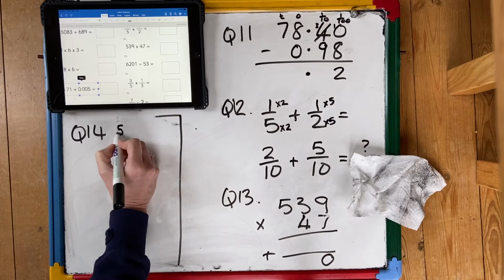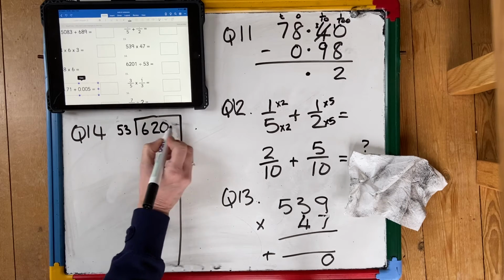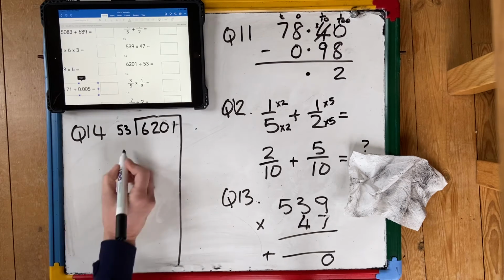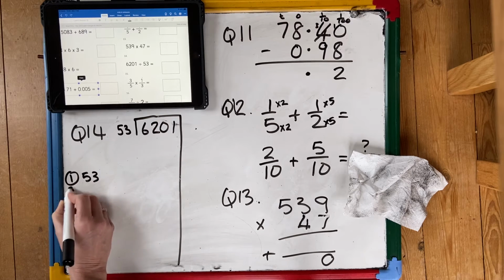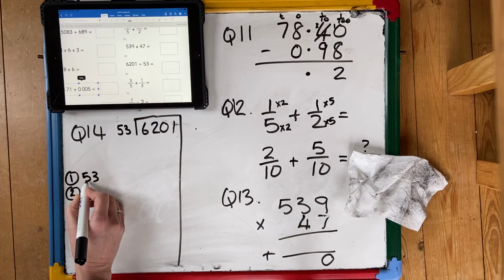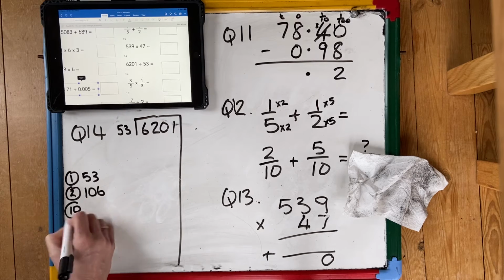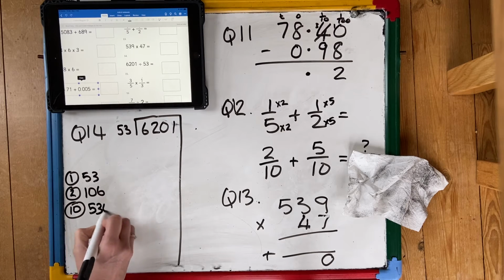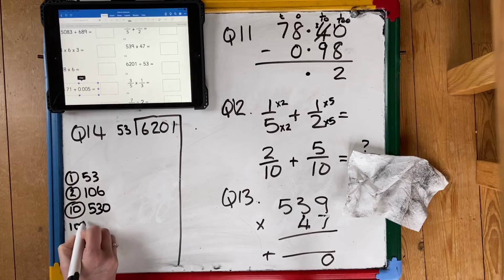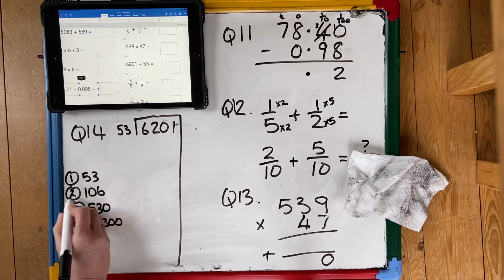So how many 53s are in 6,201? So I know that 1 53 is 53. 2 53s is double that. So double 50 is 100, double 3 is 6, so 106. 10 53s is 53 multiplied by 10, 530. 100 53s, multiply that by 10 again, 5,300.